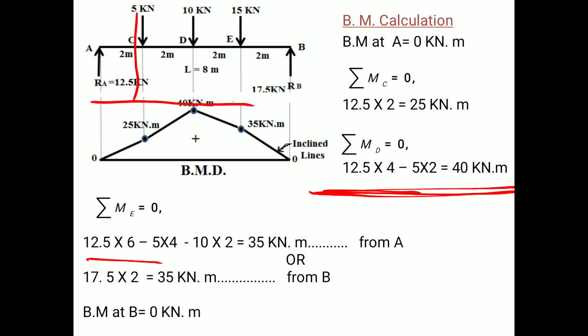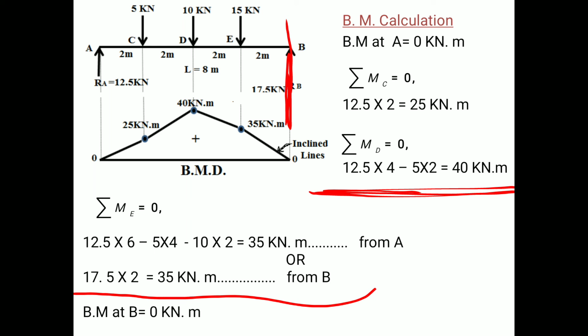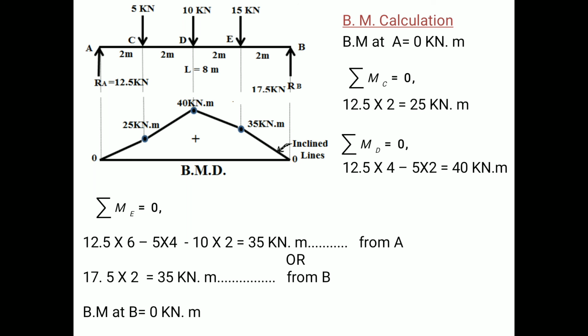But if you observe carefully, you can solve this equation by taking your moment from the right hand side also. Now this right hand side, it will try to sag the beam. Therefore, we have the value of 7.5 into 2, which is equal to 35 kilonewton meter, and bending moment at B is equal to 0. So in this manner, we have calculated the value of bending moment for all those points.